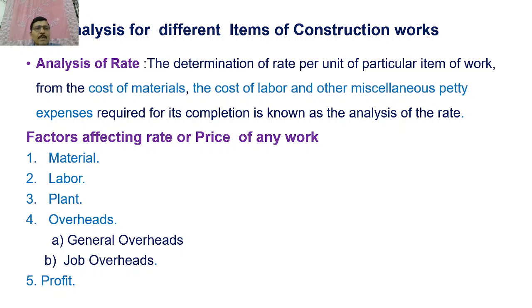Now, what are the factors affecting rate or price of any works? There are many factors which are affecting the rate of an item. Out of them, number 1 is material, number 2 is labor, number 3 plant, number 4 overheads, and in overheads there are two sub overheads. They are general overheads and job overheads, and the last one is the profit. So whenever we calculate the rate of an item, the material cost, labor cost, plant charges, then overhead charges and profit, all these charges are to be added for getting the rate of an item.